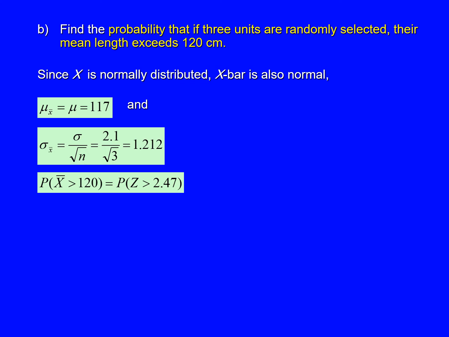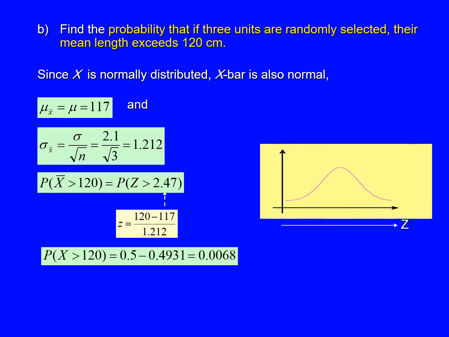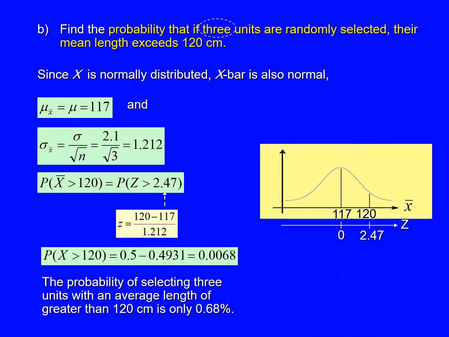So we transfer it like the solution of the previous part of the question. The probability that X bar exceeds 120 equals the probability that Z is greater than 2.47. Well, that came from 120 minus 117 over 1.212, right? And we can get from the normal probability table this part, which is greater than 2.4, which is this part. This is 2.47, this part.